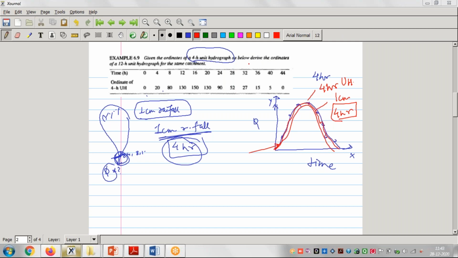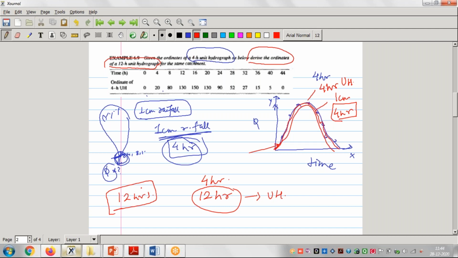Now in the question, what he is saying is: derive the ordinates of a 12-hour unit hydrograph. This is the hydrograph for 4 hours. He is asking to derive the ordinates for a 12-hour unit hydrograph, which means rainfall continuously for 12 hours. If rainfall occurs continuously for 12 hours, how will the graph look, and how will you find it?